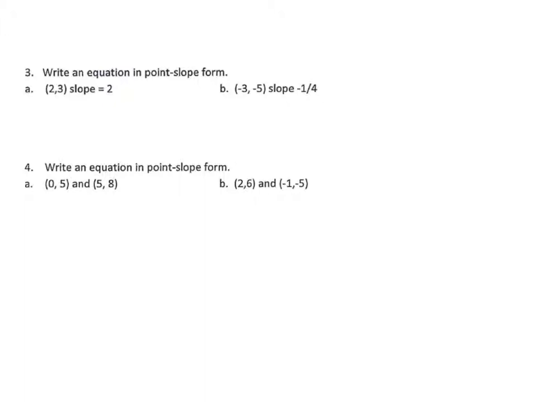Okay, you need to write an equation in point-slope form. So let's review point-slope form. y minus y1 equals m times x minus x1. So you need a slope and you need a point. These negatives mean the numbers are going to be opposite when you plug it in. So I have my x, my y, and my m.